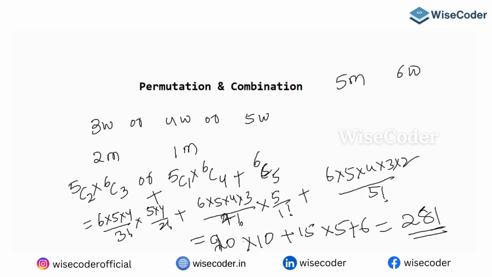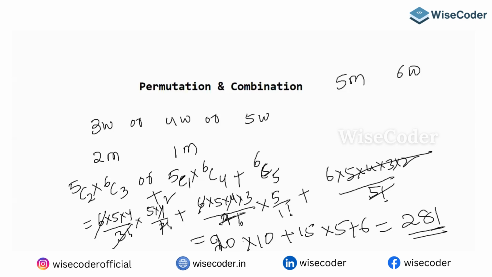So 5 3 is 15. 5 factorial by 1 factorial will give you 5 only. So 5 factorial means 5 4 3 2, and this will be gone, so you are left with only 6. 4 factorial means 6 and 4 will be gone. 2 factorial means you are left with 3. 3 factorial, and 6 will be gone.